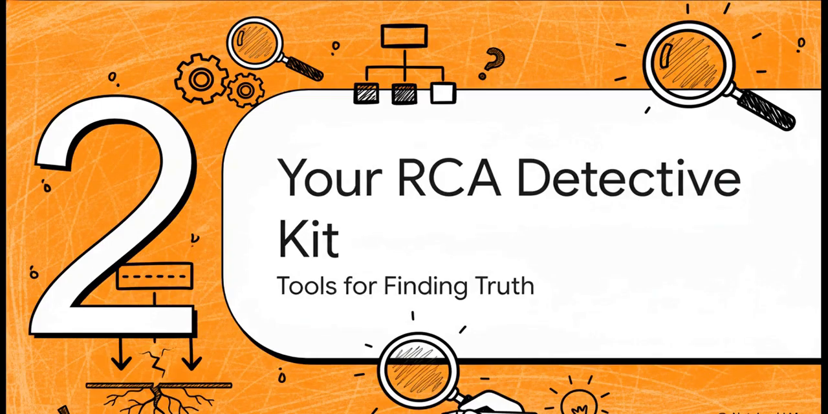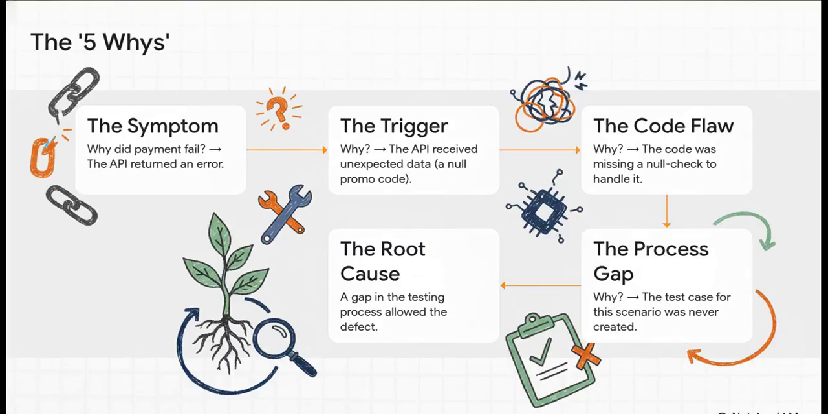So, how do we actually do this investigation? Well, every good detective has a toolkit, right? And when you're doing RCA, you've got some really powerful tools at your disposal to help you find the truth behind any bug. One of the simplest yet seriously effective tools is the 5 whys. Just look at this example. We start with the symptom. A payment failed. Okay, but why? Well, the API returned an error. Okay, but why did it do that? Because it got data it didn't expect.